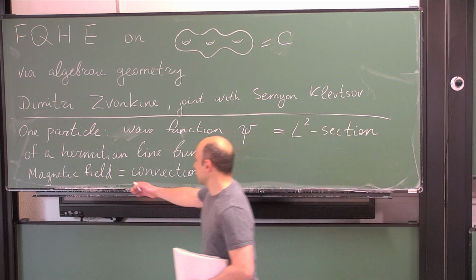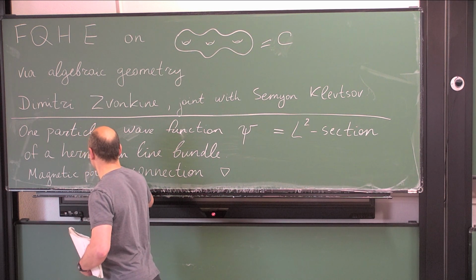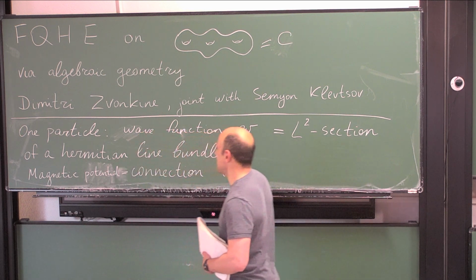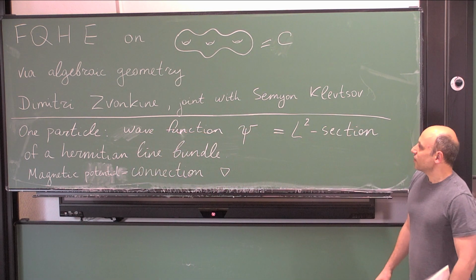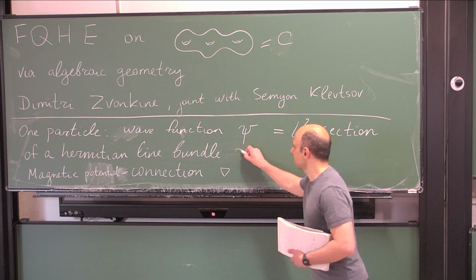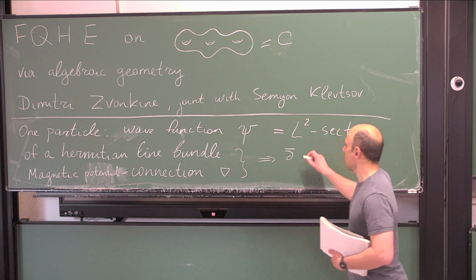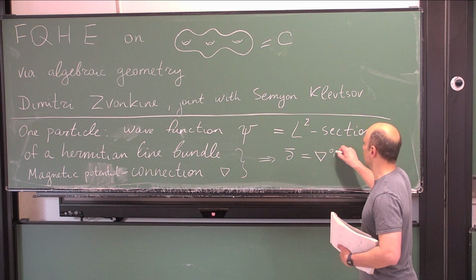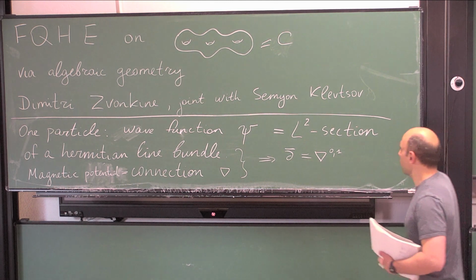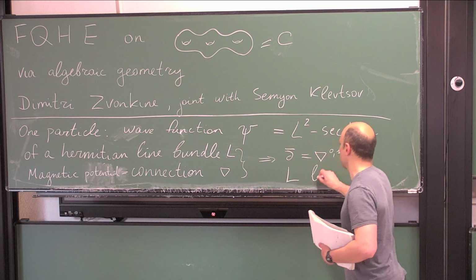The magnetic potential, right? The magnetic potential. Yes. So once we have a connection on a Hermitian line bundle, this immediately defines the operator d bar, which is the 0-1 part of the connection. And so Hermitian line bundle, let me call this L, and so L becomes holomorphic.